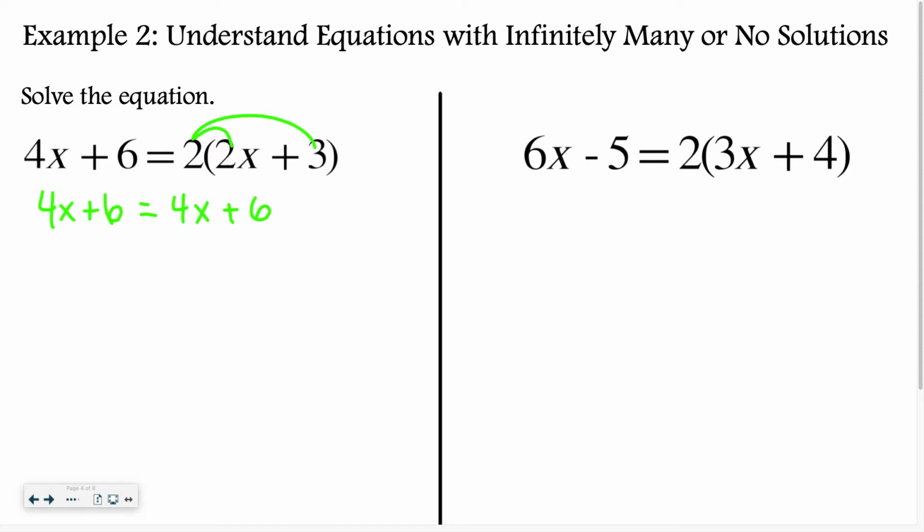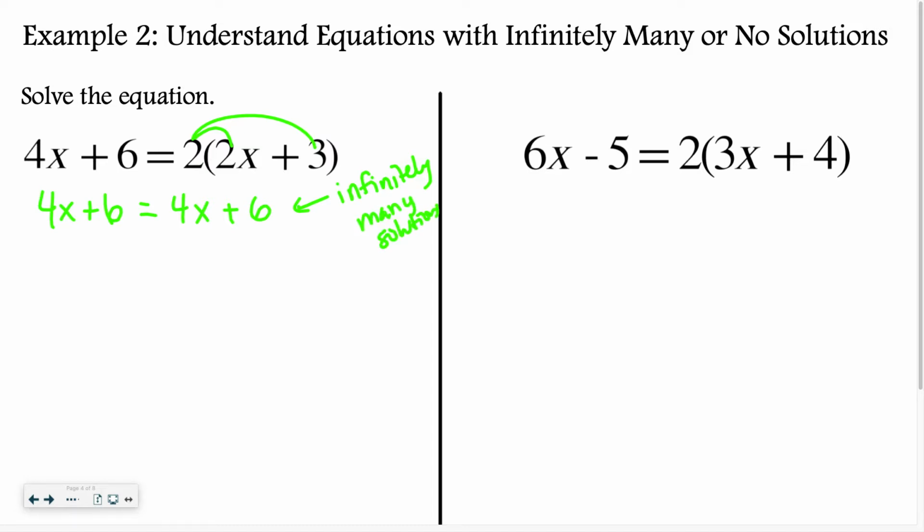Now, if you're someone that rushes through your work, you might just keep going from there and subtract 4x from both sides. Or if you're someone that pays attention as you go through this, you might notice you have the same thing on the left and the right side of the equal sign. Everything's identical. Whenever this happens, this is called infinitely many solutions.